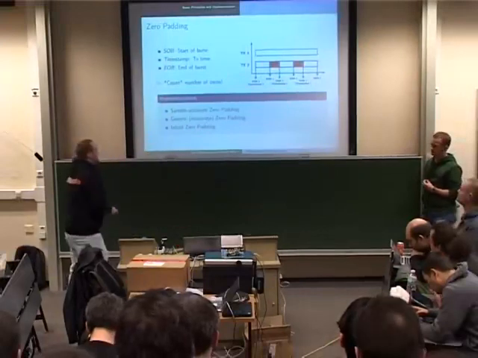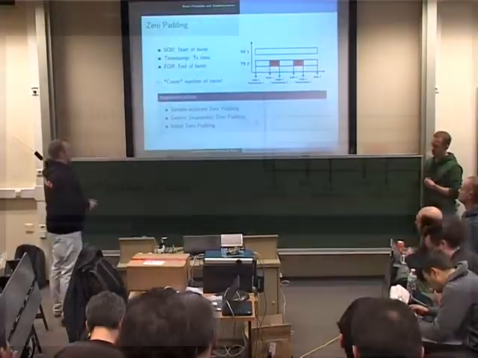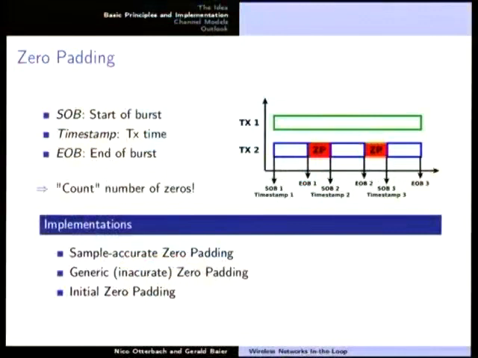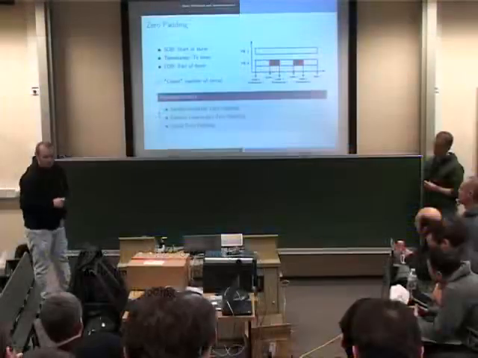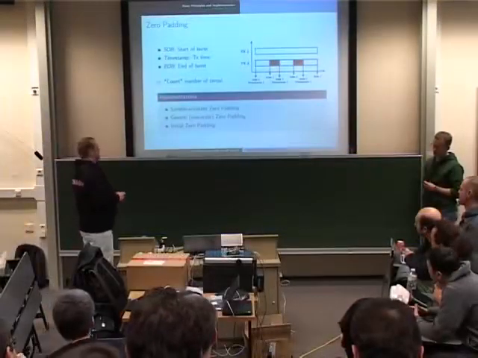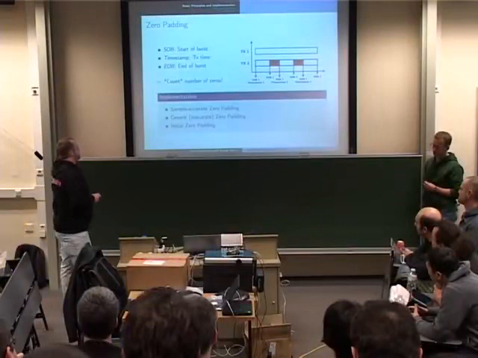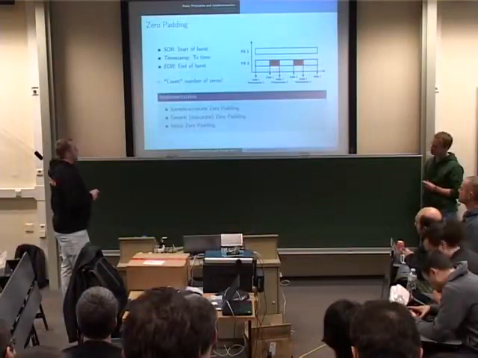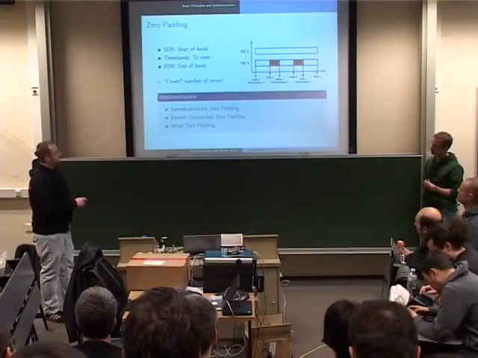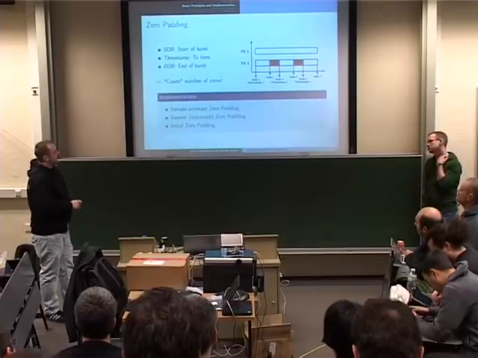So let's come to the zero padding in detail. When you run slotted applications with the USRP, one possibility is to use the start of burst, timestamp and end of burst feature. It's called stream tags in GNU Radio. The idea is that you could count the number of zeros you have to insert, because you know the start of burst and a timestamp.